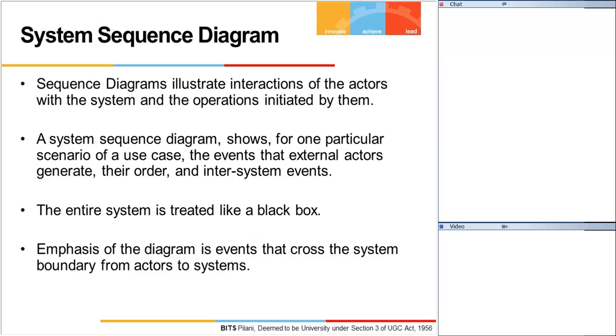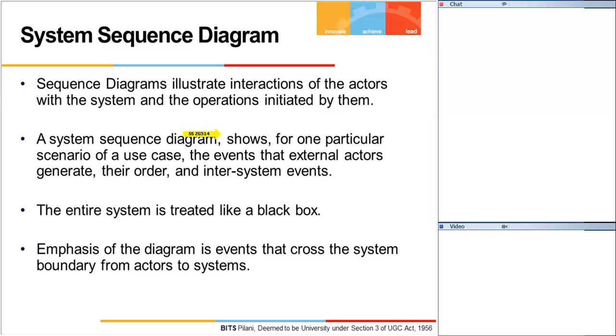Now let's see what happens in a system sequence diagram. A system sequence diagram illustrates the interaction of the actors with the system and the operations initiated by these actors. It shows this at a particular time for a particular scenario of a use case. So by this line, we can understand that a system sequence diagram is drawn for a use case scenario. This is the first thing.